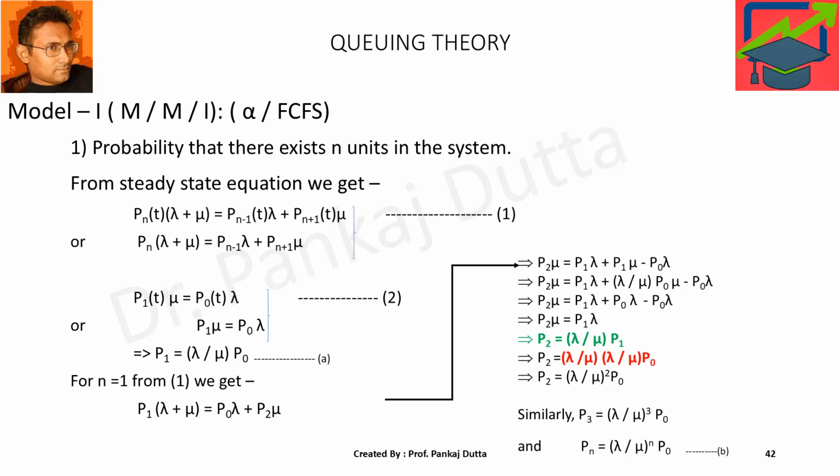We break the equation obtained from the last line of the previous slide and then do some simple manipulations. In the fifth line in green, we put the value of p1 obtained from equation 1. Some more manipulation gives us the expression for p2. In the same fashion, we get the expression for p3. Then we generalize to get an expression for pn.